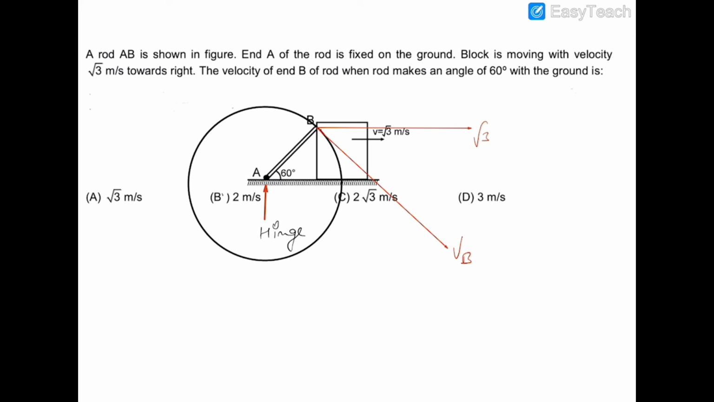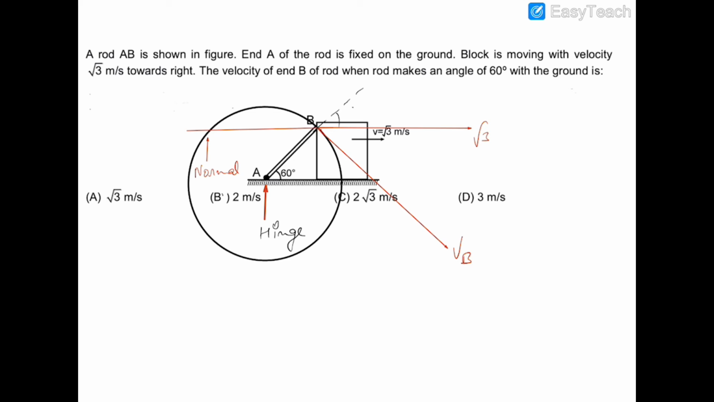Now we have to identify the contact. So this is the contact, and we have to draw the normal to the contact. So I am drawing the normal, and the normal would be like that. This is the normal to the contact. Now I have to resolve the velocities of the block and the tip of the rod along the normal, and equate them. I can see that the block is already moving along the normal with velocity root 3, and I have to only resolve the velocity of the rod along the normal.